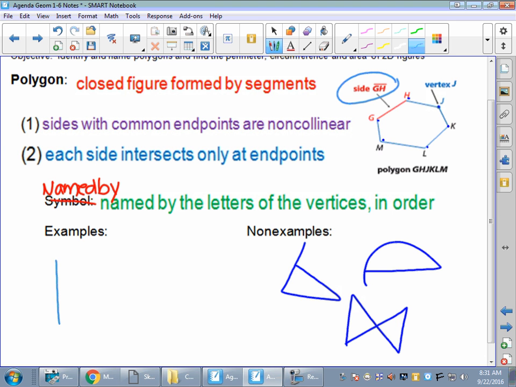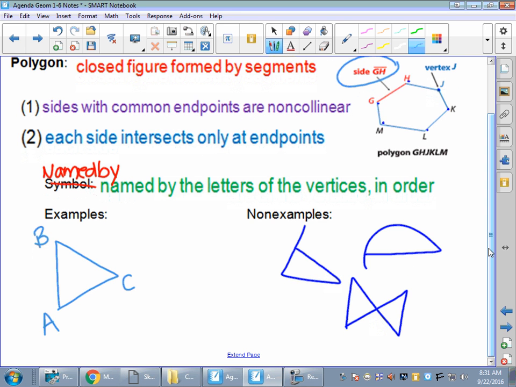So an example could be triangle ABC. When we name them by all the letters of the vertices in order, when I say in order, I don't mean alphabetical order. I mean order around the figure, around the polygon. So I could call this triangle CBA. As long as I don't jump around on that 6-sided figure in the example that was on your notes, I couldn't call it polygon MHKLJG, because I'm jumping all around from point to point. I need to go around the outside of the figure without skipping.